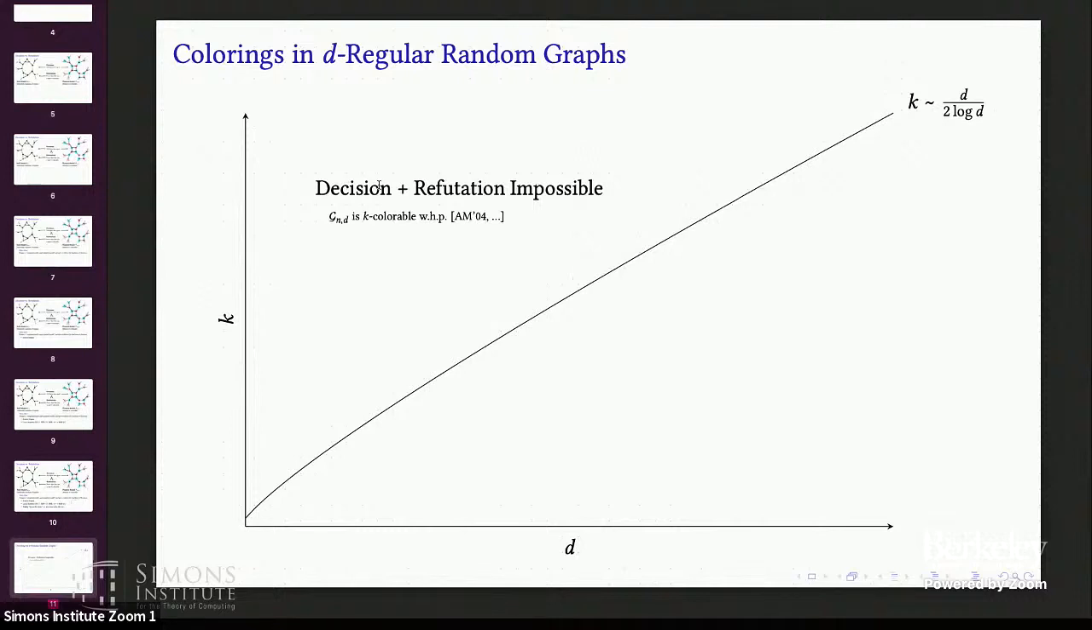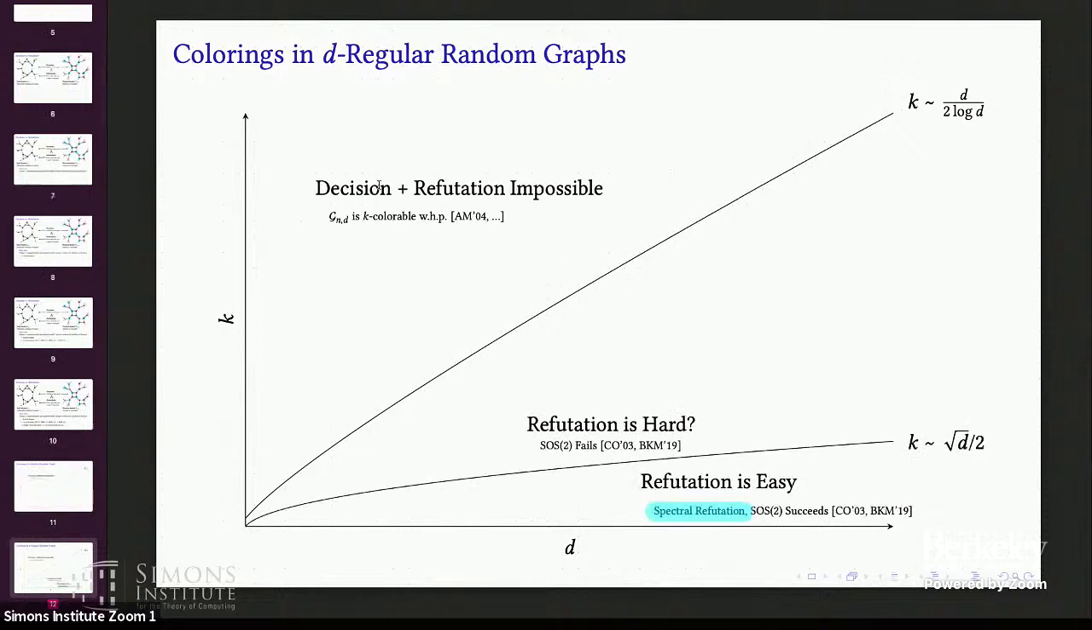Here's D, here's K. When K is big enough, both decision and refutation are impossible because the null model is just k-colorable with high probability. On the other hand, when K is sufficiently small, less than around root D over 2, refutation is easy. You can do a kind of spectral refutation, which I'll tell you about on the next slide. And so there's this big wedge in the middle where we think refutation might be hard. And the whole game today is going to be to give some evidence that that's the case.